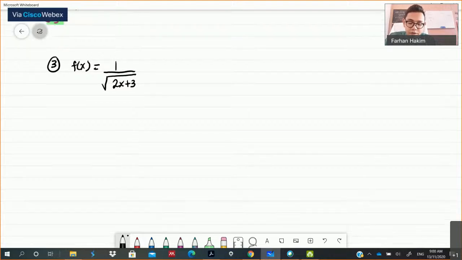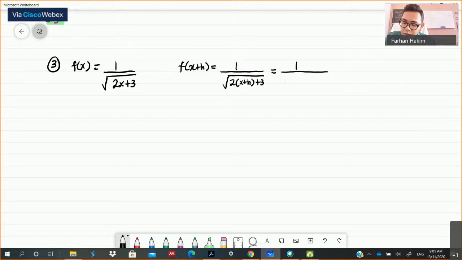So to use the definition of derivative, firstly, when solving this, I would like to find f(x plus h). So we substitute the value of x with x plus h. So I'll have something like 1 over the square root of 2x plus 2h plus 3.